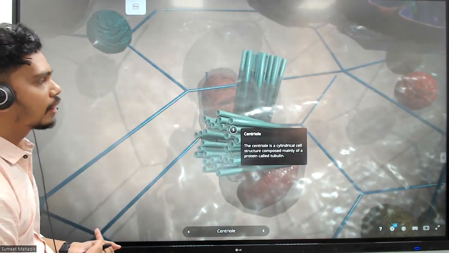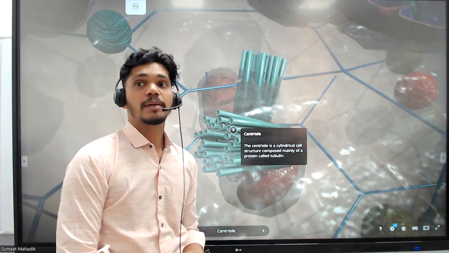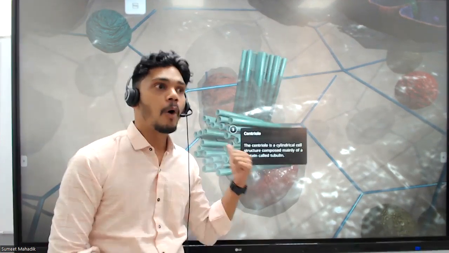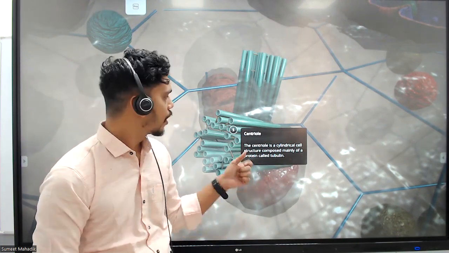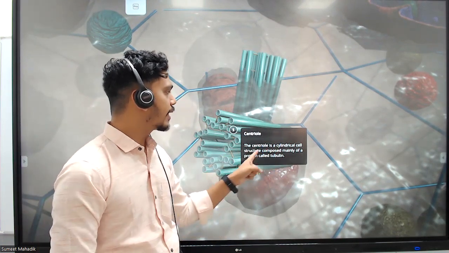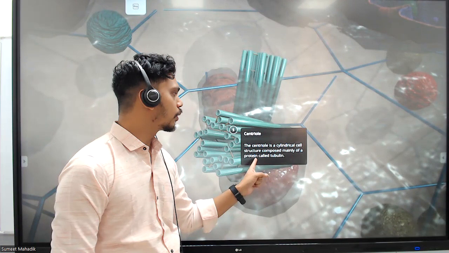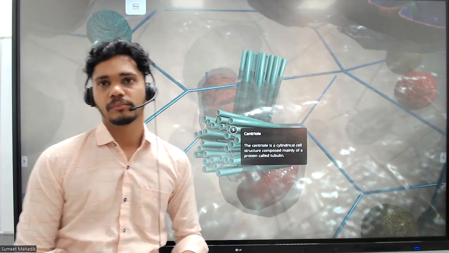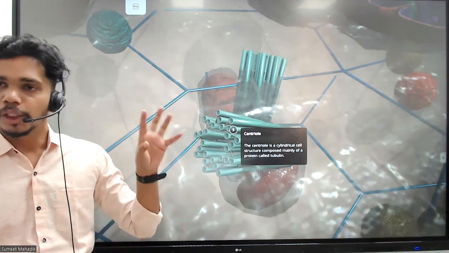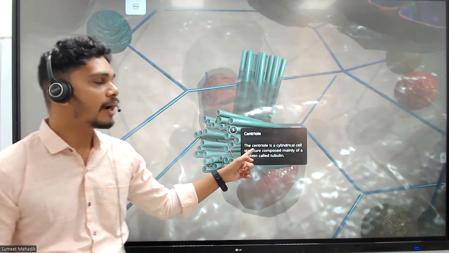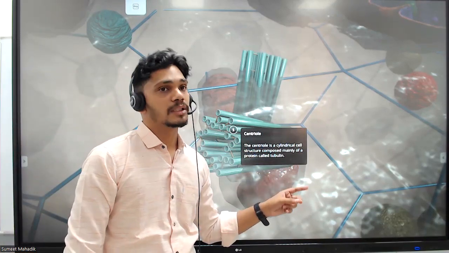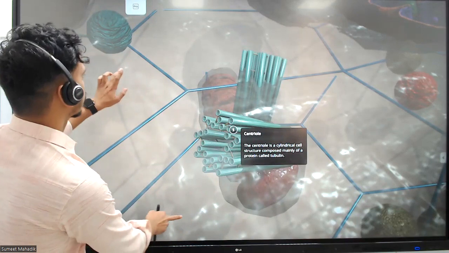Centriole. What is a centriole? When you study meiosis and mitosis, it has an important role in reproduction. The centriole is a cylindrical cell structure composed mainly of a protein called tubulin. What is tubulin? Tube-like proteins. Why are they required? Where are they required? In mitosis and meiosis. We'll study that later on. Right now, you just need to know about it.